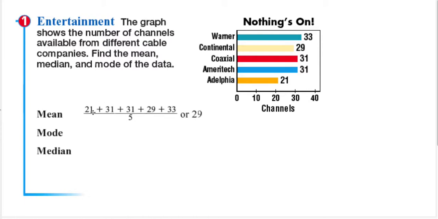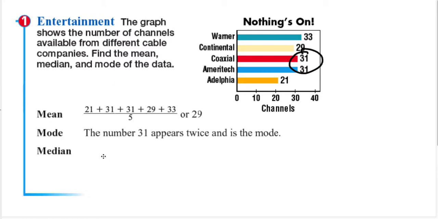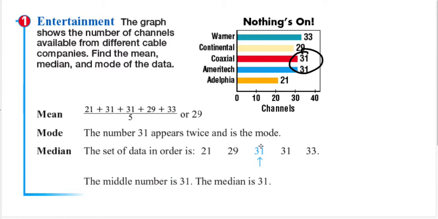To find the mean, we simply add all the numbers together, divide that by 5 because there are 5 pieces of data, so the mean is 29. To find the mode, the number 31 appears twice, therefore that is our mode. The median, since there are 5 pieces of data, it's easy enough to find the middle number. After arranging them from least to greatest, the middle number is 31, so our median is 31.